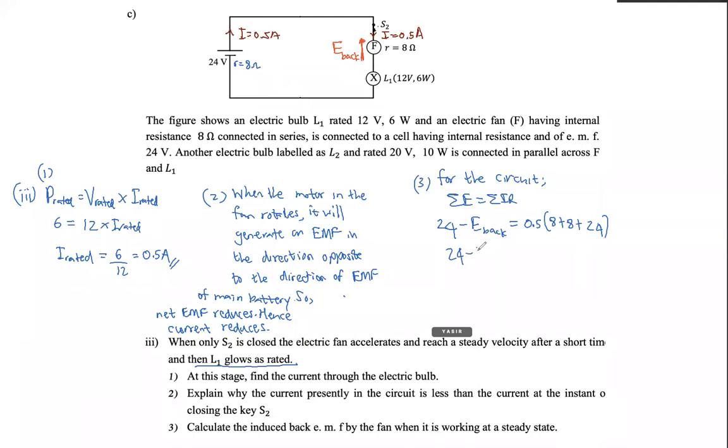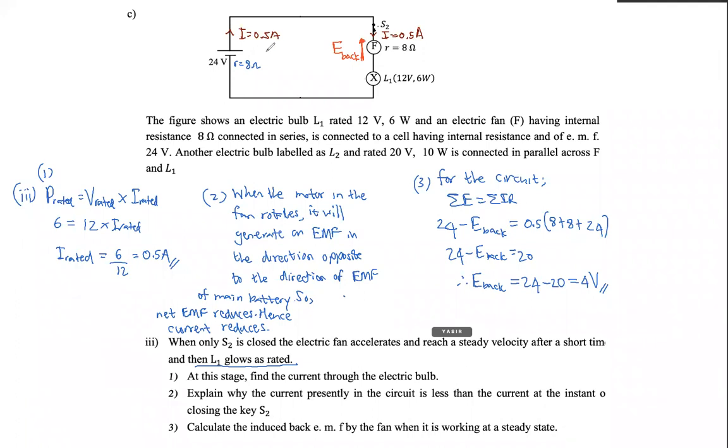So if it is 24, then this is 24 minus back EMF equal to half into 40, that is 20. So what is back EMF? Back EMF is equal to 24 minus 20, and that is 4 volt. Right. So these answers are looking pretty reasonable, but the only issue is the first initial current we calculated with the information they have given was greater than this value.